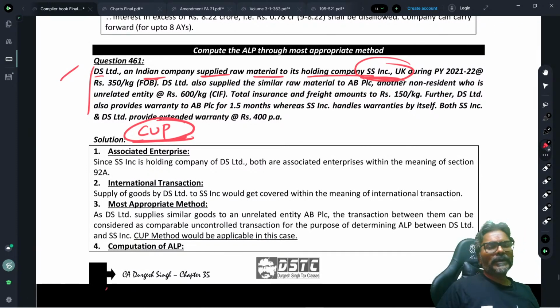Now, if you all look into this CUP method, students, please have a look in this regard. All of you should just go through this one once quickly. Just a second.